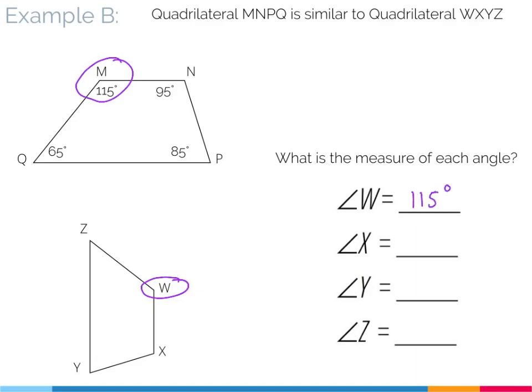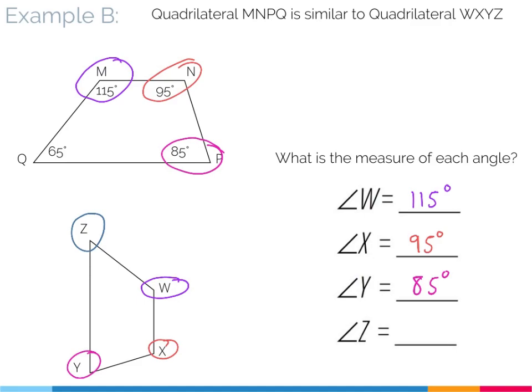Now for angle X, I can see that that is next to angle W. So the one I'm looking for is the one that's next to angle M. And I can see that that is 95 degrees. Now I'm going to do the same thing with Y down here in the corner. So I'm looking for the one that corresponds in the corner. And I've got P at 85 degrees. And that leaves me with just Z. And that one is going to be angle Q at 65 degrees.